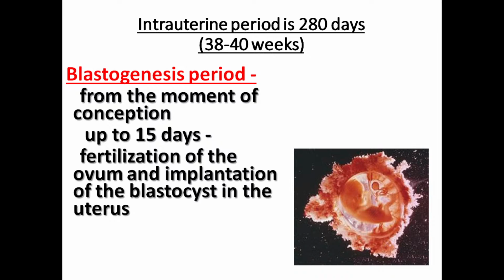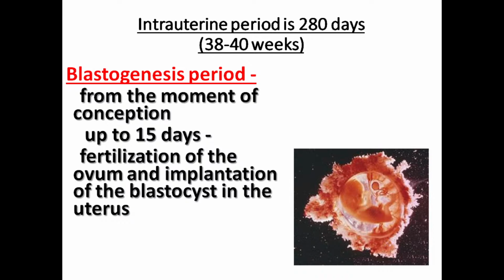Now we'll discuss some milestones of gestational age and some periods of development for a child. First of all, we discuss the intrauterine period, and it's better to remember that the intrauterine period is about 280 days. It's 38-40 weeks. And the blastogenesis period, from the moment of conception up to 15 days: fertilization of the ovum and implantation of the blastocyst in the uterus.